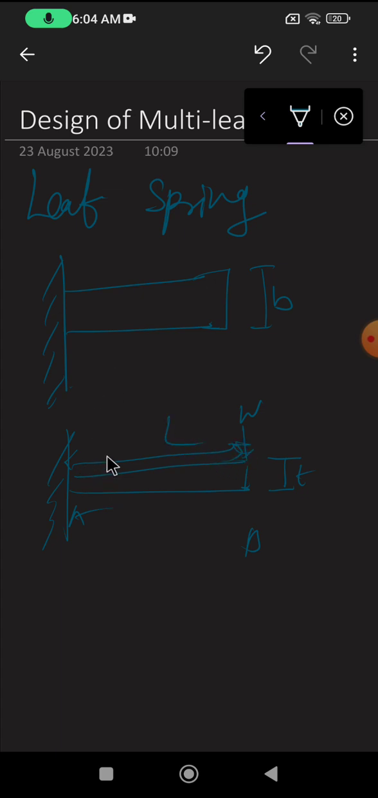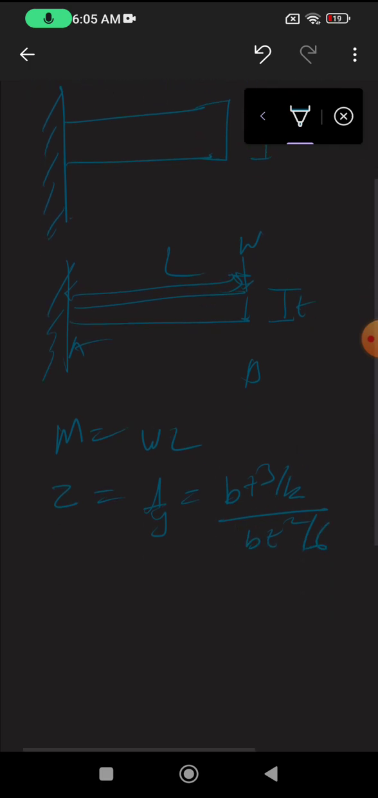So we know that the maximum bending moment of the cantilever beam, M, is equal to load into distance, that is WL, and the section modulus Z is equal to I by Y, which is BT cube by 12 upon BT square by 6, which is equal to Z is equal to 6WL divided by BT square.